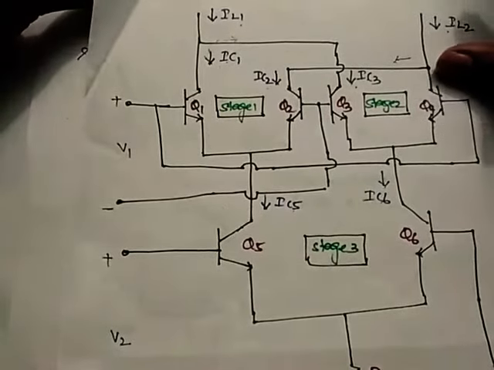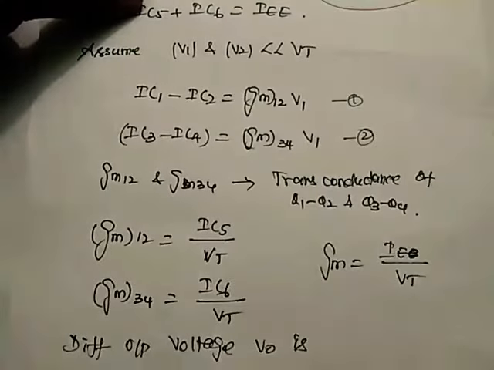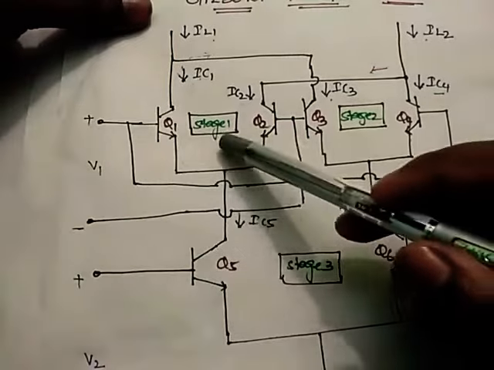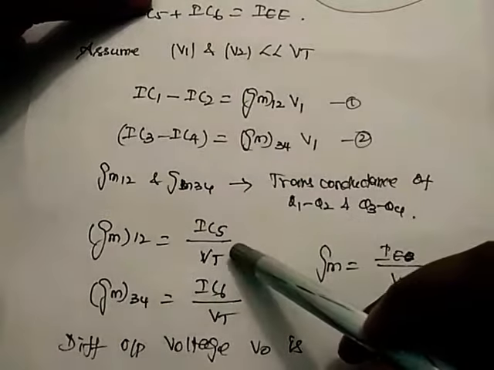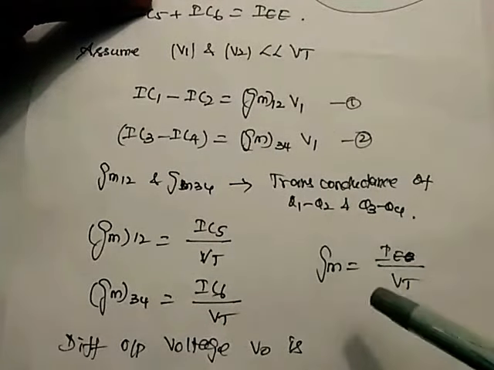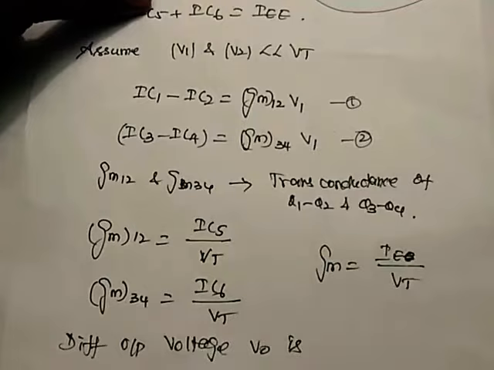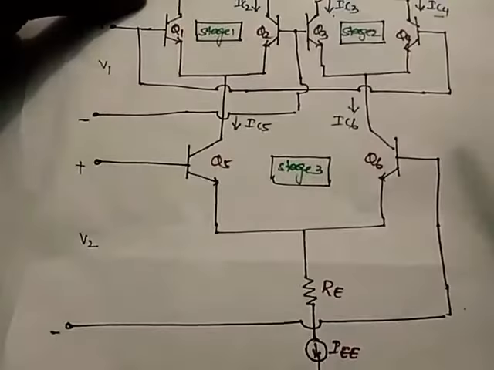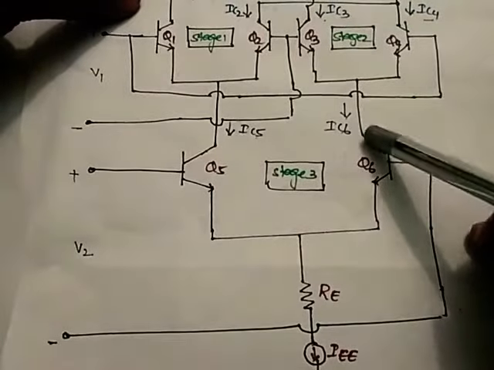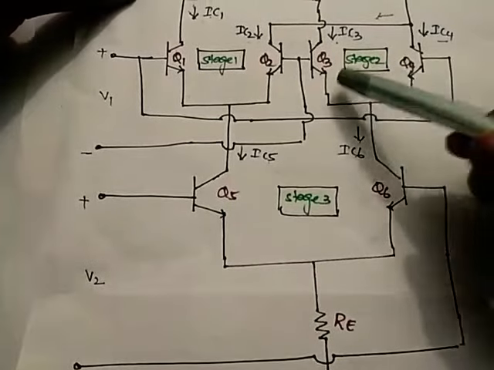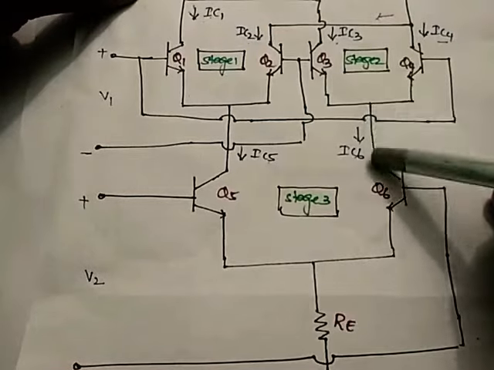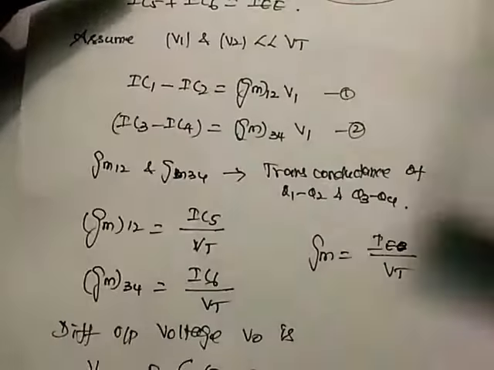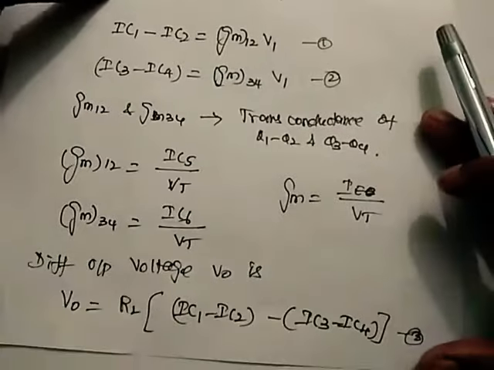So in stage 1, this value can be written as IC5 divided by VT, because the emitter current of stage 1 is IC5. So IC5 divided by VT. The transconductance of Q3 and Q4 can be written as GM34, and its collector current is nothing but the emitter current of this stage, Q3 and Q4, which is the collector current of Q6. So the emitter current is IC6, and we can write it as IC6 divided by VT.